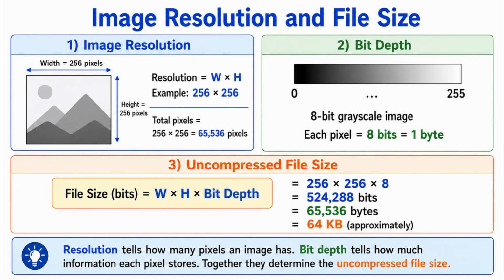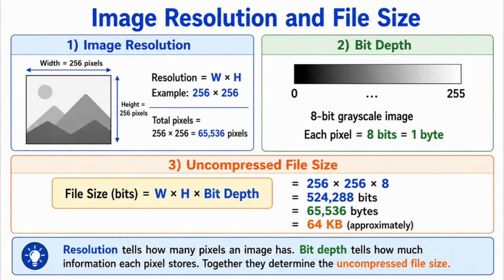Now let us relate the number of pixels to image resolution and file size. In the first figure, the image has a width of 256 pixels and a height of 256 pixels. Therefore, its resolution is 256 times 256, and the total number of pixels is 256 times 256 equals 65,536 pixels.